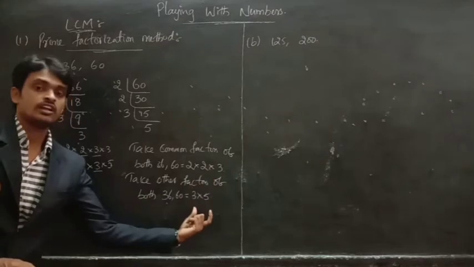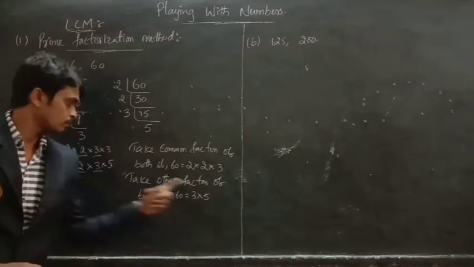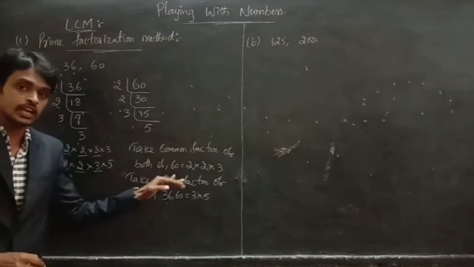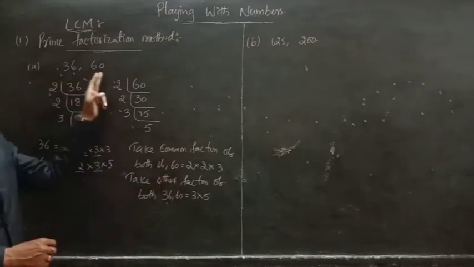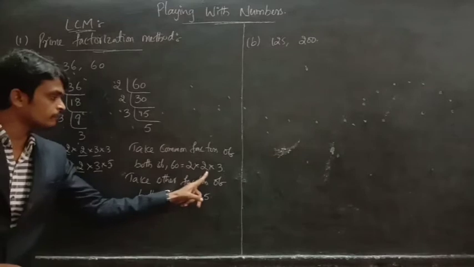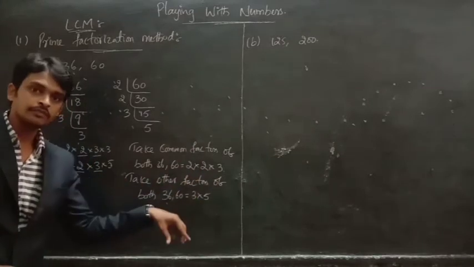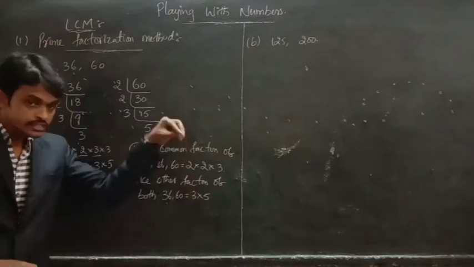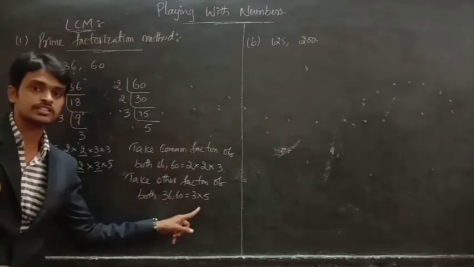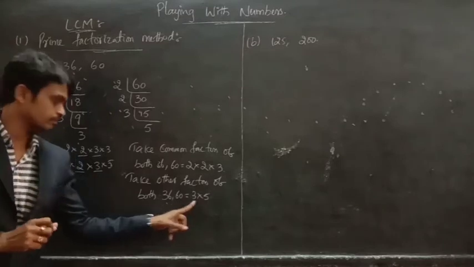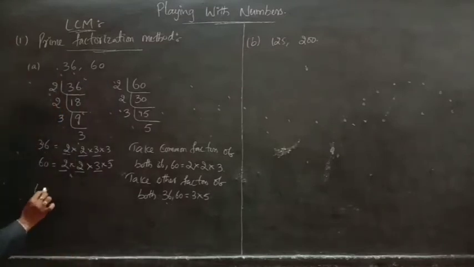So we can find the LCM of two numbers by first taking the common factors, and then taking the extra factors of those two numbers. Their product is the LCM. So now we will find the LCM.